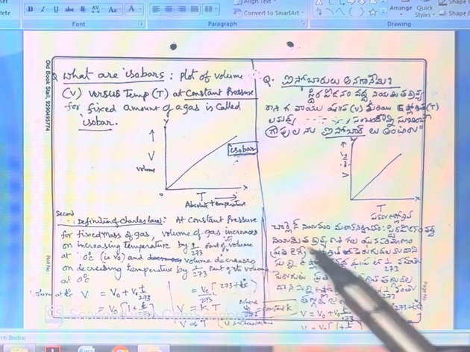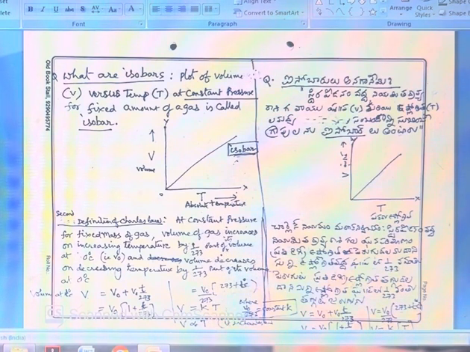Charles' law, what is the definition? Second definition, the actual definition you can say: at constant pressure, for a fixed mass of a gas, the volume of the gas changes for every degree change in temperature by 1 by 273 part of its volume at 0 degree centigrade.